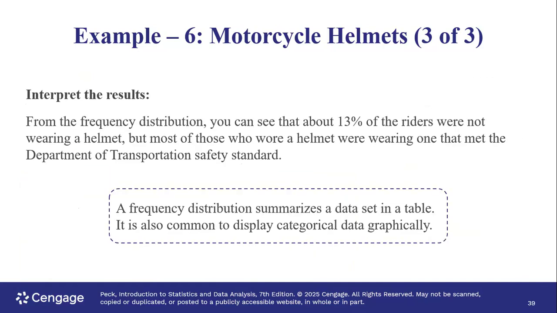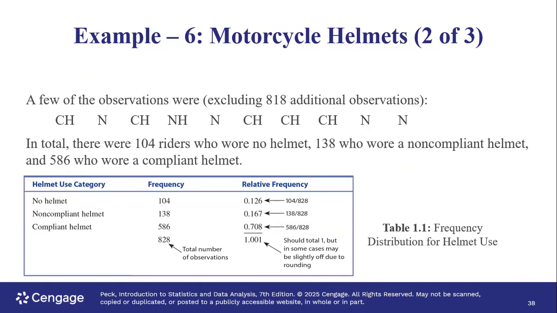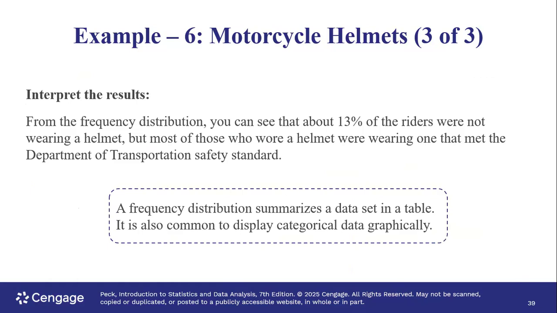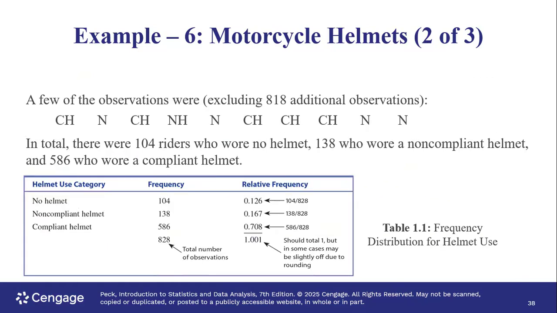Interpret the results from the frequency distribution. You can see about 13% were not wearing a helmet. How did you get N? Count the number of N, which is 104, divided by the total 828. It's 0.126, or 12.6%, not wearing a helmet at all. It's approximately 13%. So this table is called a frequency distribution because it has the different categories. In column 1, what are the categories? No helmet, non-compliant helmet, and compliant helmet. Category in column 1, the vertical line, and the corresponding frequency or count in the second column. Okay.